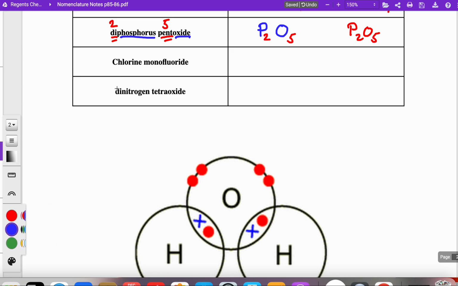My next example, I see the element named chlorine, which is Cl. And then down a little bit farther, I see the name fluoride, which uses the symbol F. Chlorine has no prefix out in front of it, so I understand its subscript is 1. But in front of the fluoride, I see mono, which means 1. So my final formula is ClF.